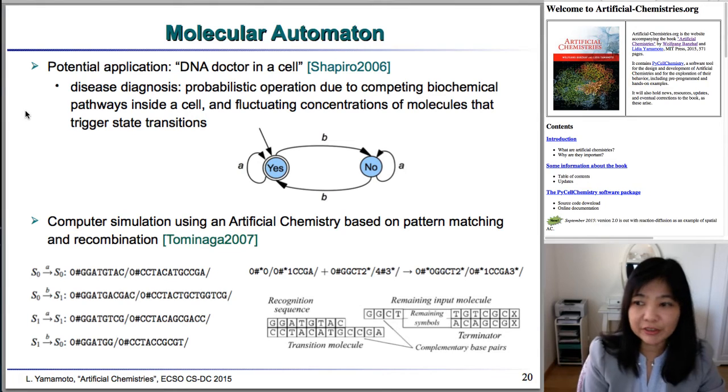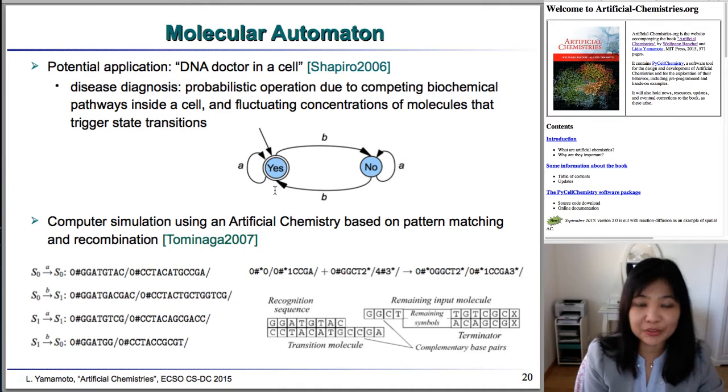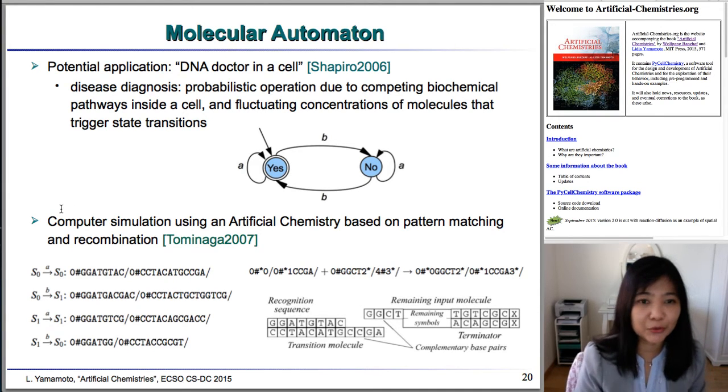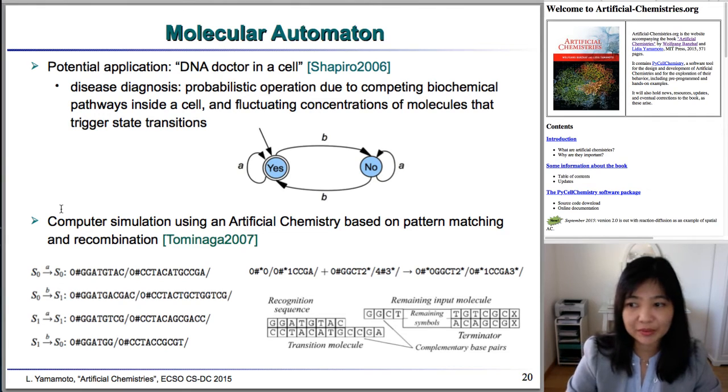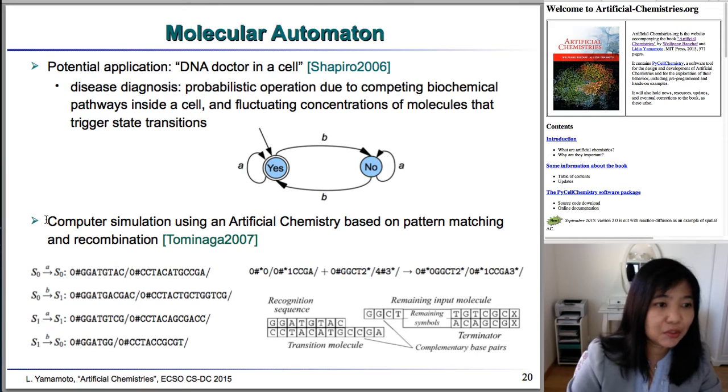The authors envisaged a potential, hypothetical application for this system, which would be a DNA doctor in a cell that would be able to diagnose a disease by saying yes when the cell is ill, for instance, and no when the cell is healthy. Of course, in a real implementation, it would be much more complicated because many more molecules would be available there, and more stochastic effects would have to be taken into account. That's one of the reasons why the system is still not available today, but remains a hypothetical application. But I think it's a good example of how this could be used.